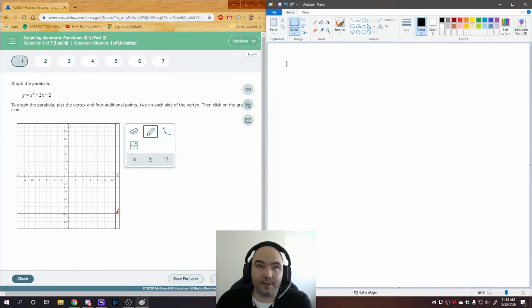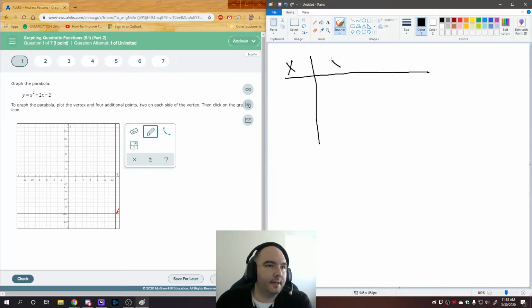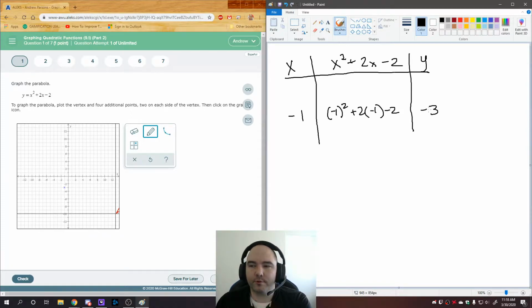I'm going to make a table like I did in part 1. So we have our x values we're plugging in, the formula which we're plugging it into, and the y value output. I'm going to put this kind of in the middle. I know that negative 1, I'll write it out again, made negative 3. Whatever, we're skipping a little bit there.